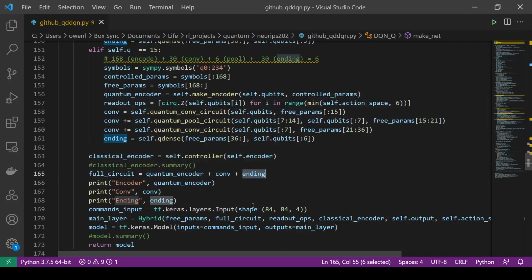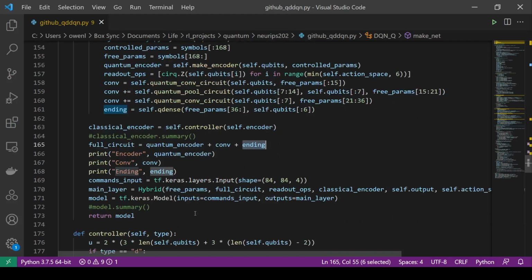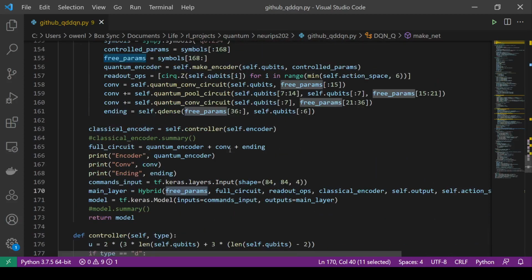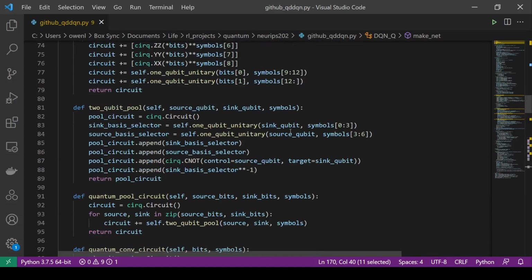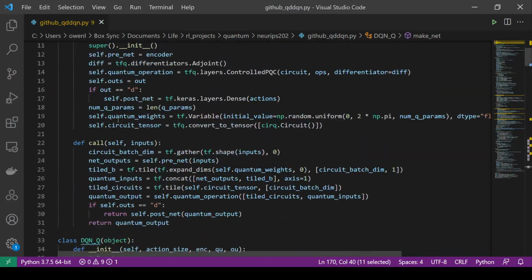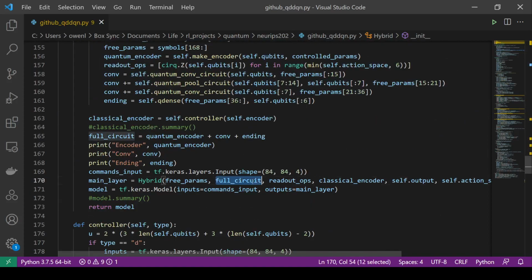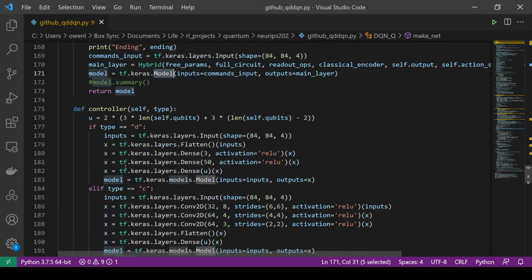We get the input, which is the 84. We create the model, so we have our free params, right? Because these are the ones that we need to actually keep track of in this layer, right? These are the quantum weights. And then we have the full circuit, we have the readout ops, the classical encoder, the output type, and the action space. We make this model and we return it.